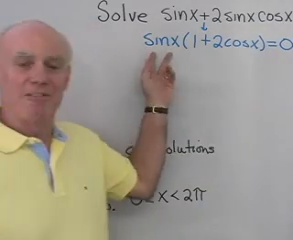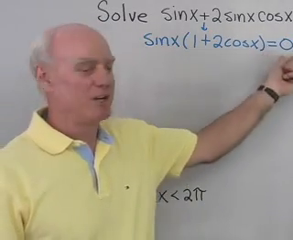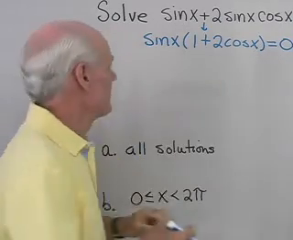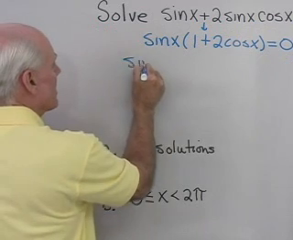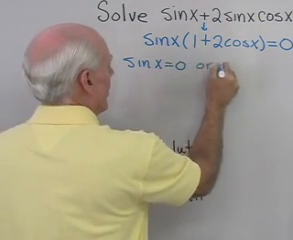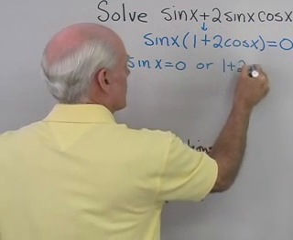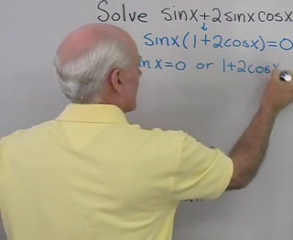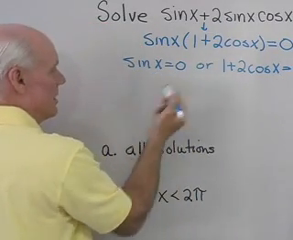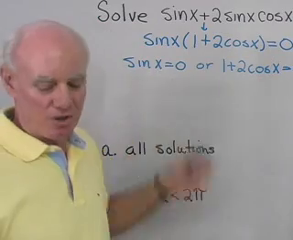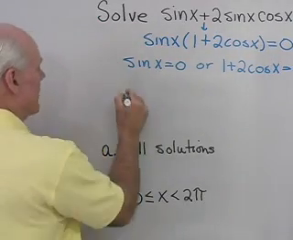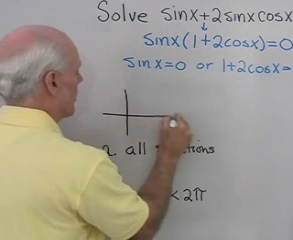So I have the product of this factor, sine x, and this factor equal to 0. To solve this equation, I'm going to set each factor to 0. So over here I'll get sine x is equal to 0, and over here I'll get 1 plus 2 cosine x is equal to 0. Well, this tells me that x must be what? Where is sine x equal to 0? Let's take a quick look at the graph of y equals sine x. I'm going to draw the graph in right here real quickly.